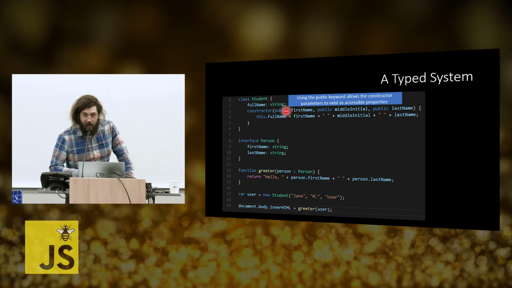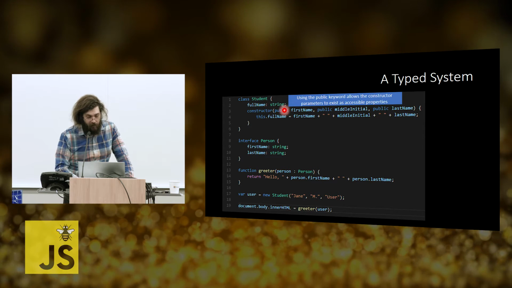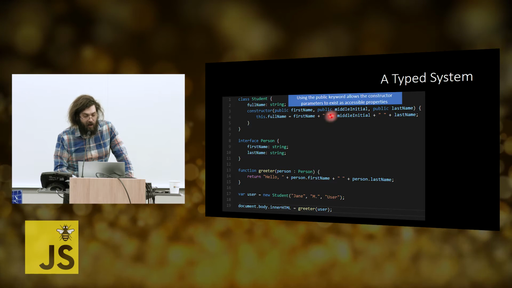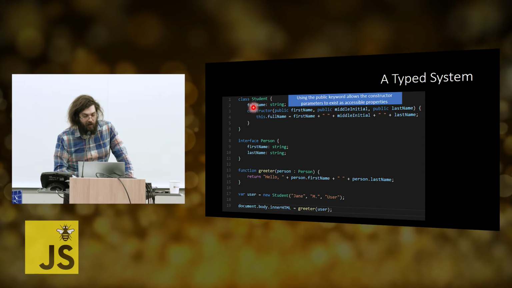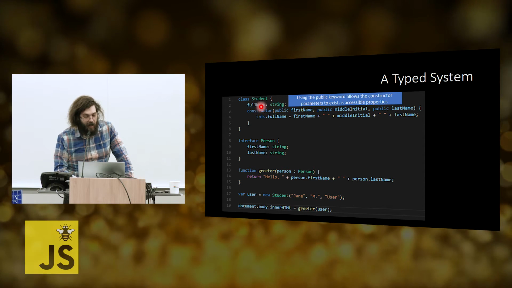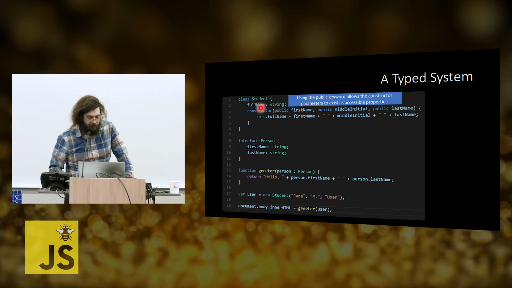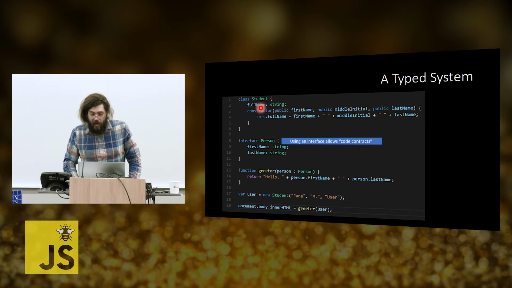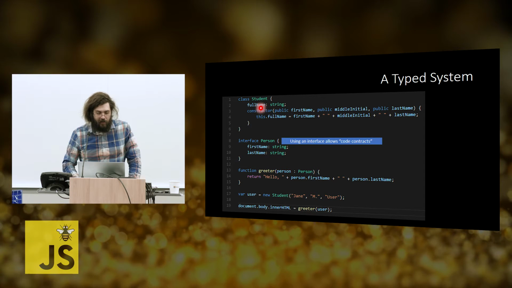You have these clever little tricks where if you specify your parameters as public, they can exist as accessible properties. So it's almost as though you made a public first name, middle initial, last name in the class. You can use interfaces. Interfaces are really handy. You create code contracts, right?